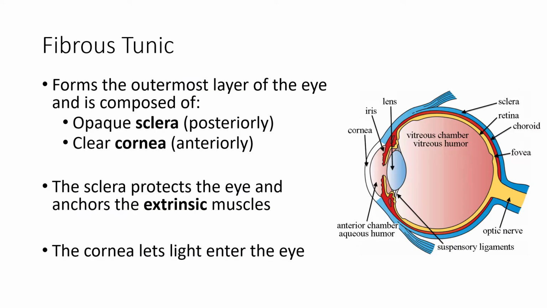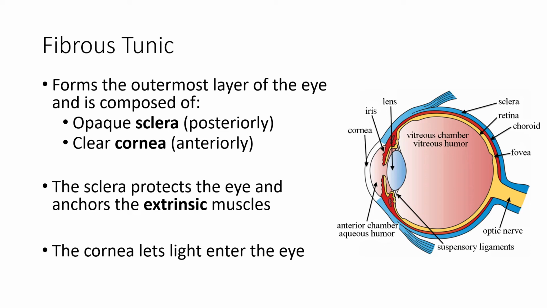Okay, let's just take a look at these different tunics, these different functional layers in a bit more detail. So once again, we have the fibrous tunic. It's the outermost layer. It's a supportive layer, so it's structural. We have the opaque sclera towards the posterior of the eye, and this is the white of the eye. We have the cornea, which is the anterior most part, which is clear. It has to be clear, of course, to let light through the pupil and ultimately back to the retina.